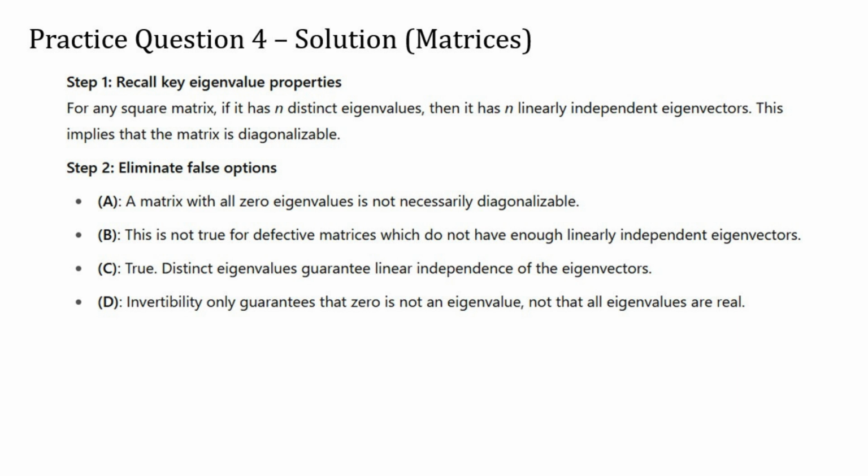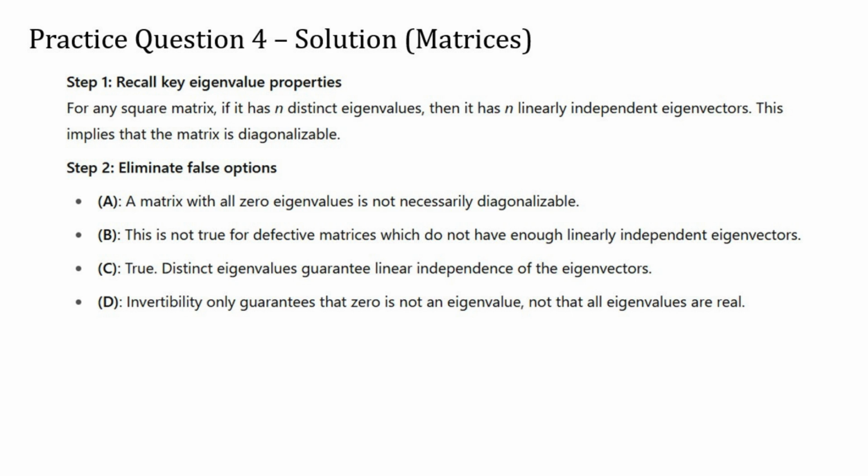Option A says that if all eigenvalues are 0, then the matrix is diagonalizable. But this isn't guaranteed. A matrix can have only 0 eigenvalues and still fail to be diagonalizable if it doesn't have enough linearly independent eigenvectors. So that statement isn't always true.